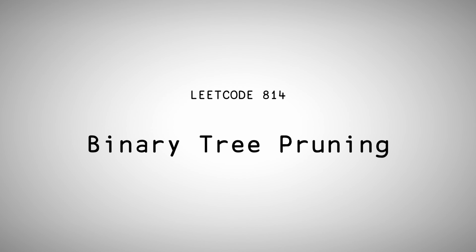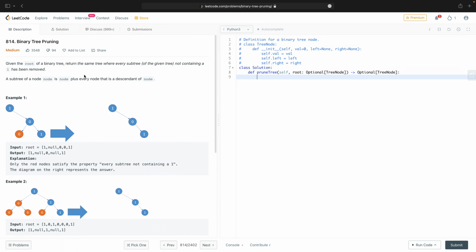Today we are doing the binary tree pruning problem. Given the root of a binary tree, return the same tree where every subtree of the given tree not containing a 1 has been removed. A subtree of a node is node plus every node that is a descendant of node.